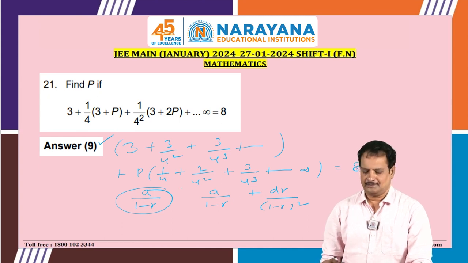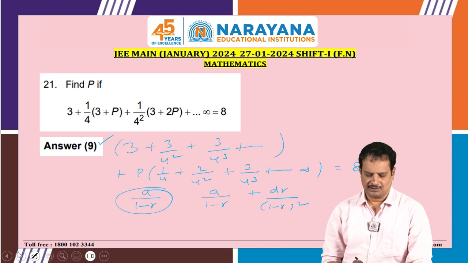So here, after taking 3 common, the first part is becoming an infinite GP. In the second one, that is P into, it's very clear, it is an AGP. You can apply that formula directly. Otherwise, you can use the process by which this formula is obtained, even that one. Anyway, either way, it's okay. That is the procedure of solving this problem. Now let's go for the next question.